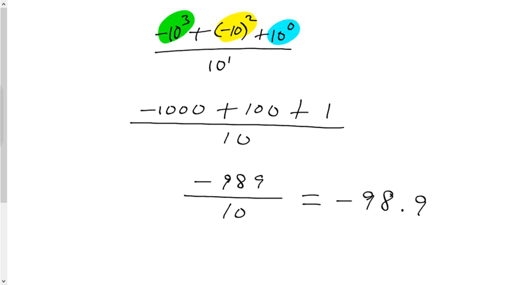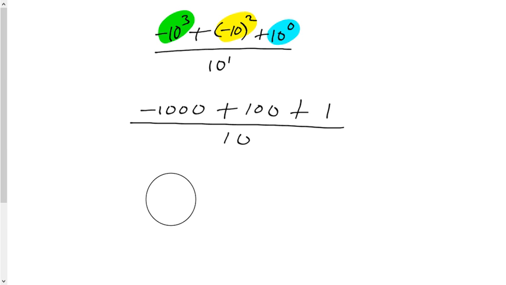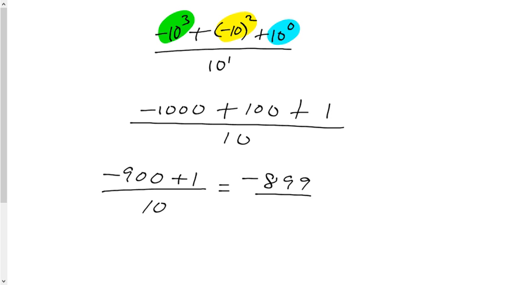I'm an idiot. Don't call yourself an idiot, Mr. McDonald. It's negative 900 plus 1 over 10, which is negative 899 over 10, which is equal to negative 89.9, and not the other. Thank you, Andrew. Some days, Monday morning, your brain just doesn't work very well.